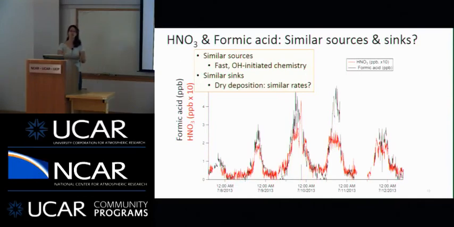Because nitric acid is really soluble and has a really high Henry's law constant. And formic acid has a Henry's law constant that's about an order of magnitude lower.